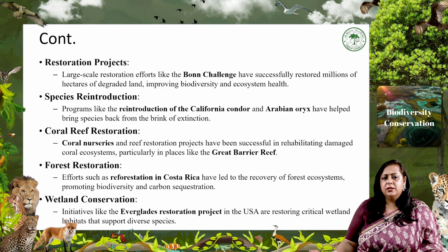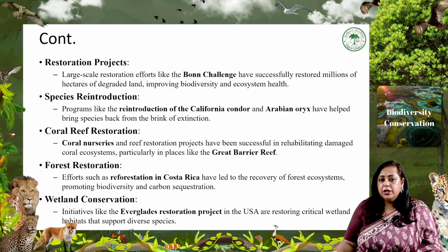Restoration projects: large-scale restoration efforts like the Bonn Challenge have successfully restored millions of hectares of degraded land. Species reintroduction programs, like the reintroduction of the Californian condor and Arabian oryx. Coral reef restoration: we know the Great Barrier Reef, the largest coral reef in Australia, is threatened. So coral nurseries and reef restoration projects have been successful in rehabilitating damaged coral ecosystems, particularly in places like the Great Barrier Reef.